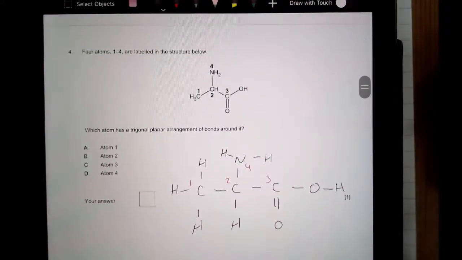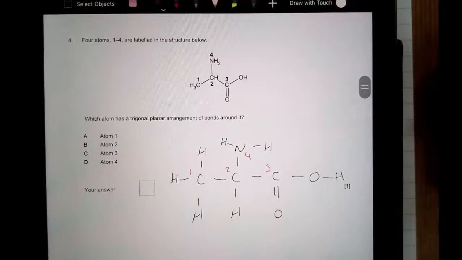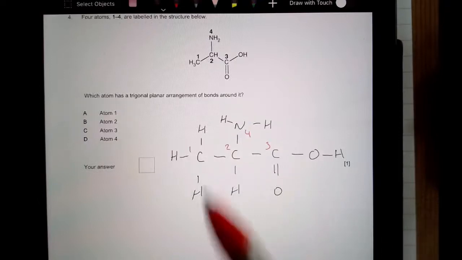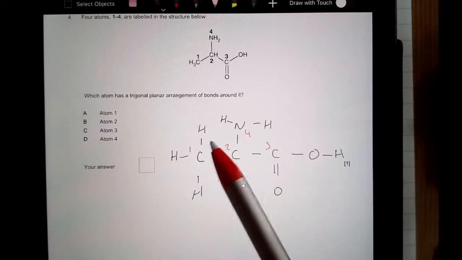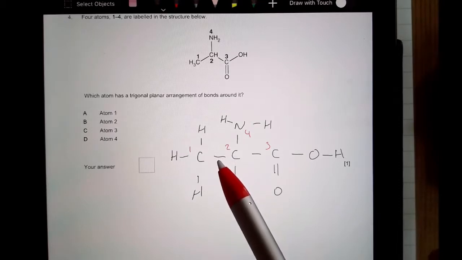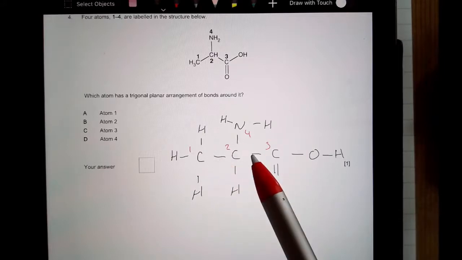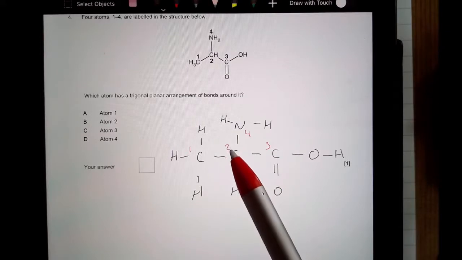The next one's a little bit trickier. Okay, they've labelled 4 atoms for you and ask which atom is a trigonal planar arrangement. So I've drawn that molecule again, except out in full. Around the first carbon, you can see you've got 1, 2, 3, 4 bond pairs. 4 bond pairs means it is going to be tetrahedral, so it's not atom 1. Atom 2 also has 1, 2, 3, 4 bond pairs. 4 bond pairs is tetrahedral, so it's not atom 2.